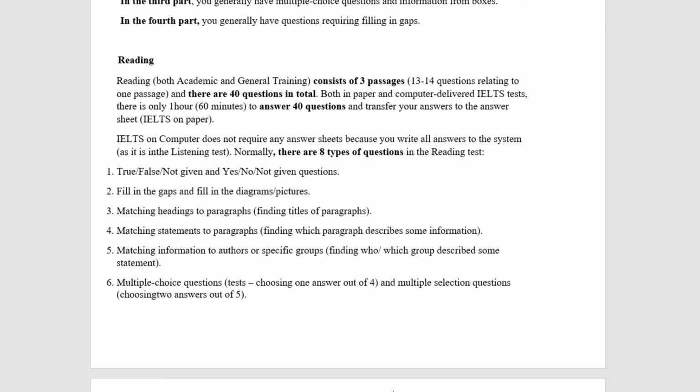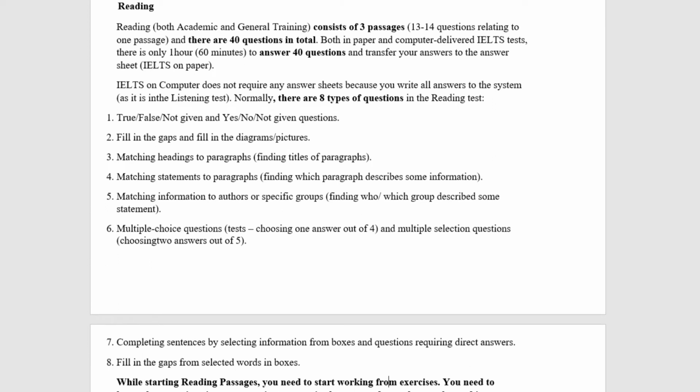There are 8 types of questions for the reading passage. So generally you will have one passage, and after it you will have 2 or 3 exercises. So for example, you may have a passage which is around 900 to 1400 words long. And you can see that first, second, third, so you will have different exercises.